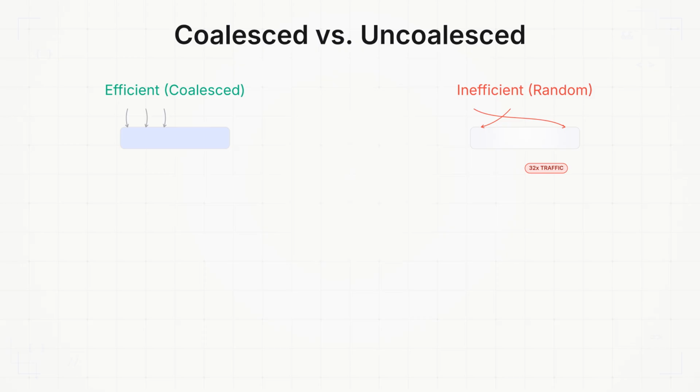It's like a mail carrier having to drive across town for every single letter instead of delivering to one apartment complex. This is why data layout, like using structure of arrays instead of array of structures, is the single most important optimization you can make in CUDA.